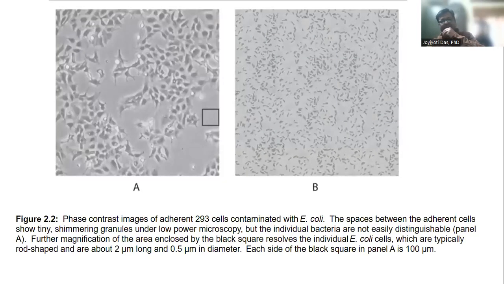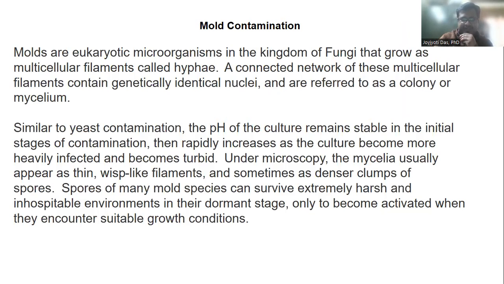Okay, so this image shows a phase contrast image of adherent 293 cells contaminated with E. coli. Once the contamination sets in, you cannot see the animal cells anymore, and they will soon be covered with bacterial cells. The other type of contamination is mold contamination, and molds belong to the kingdom fungi, and they grow as multicellular filaments called hyphae. We know that the filamentous form is called hyphae.